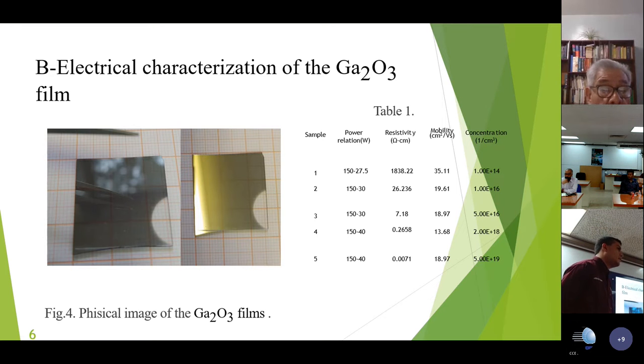What is the thickness of the films? The thickness, we use a profilometer, so the films are 25 nanometers. How did you estimate this, with the quartz crystal in the system? We use a profilometer. You don't use the quartz crystal in the system? No. Then the only variable that you controlled was the power.